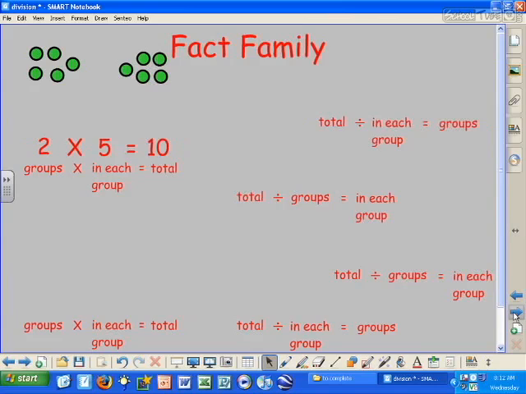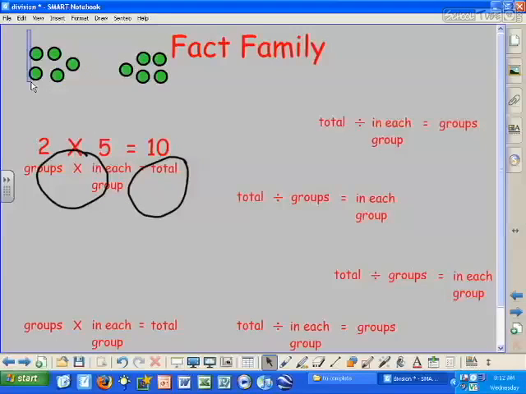So here's a simple one. 2 times 5 equals 10. That's two groups. One group. Two groups. And there are 5 in each group. That gives us a total of 10 little green things.